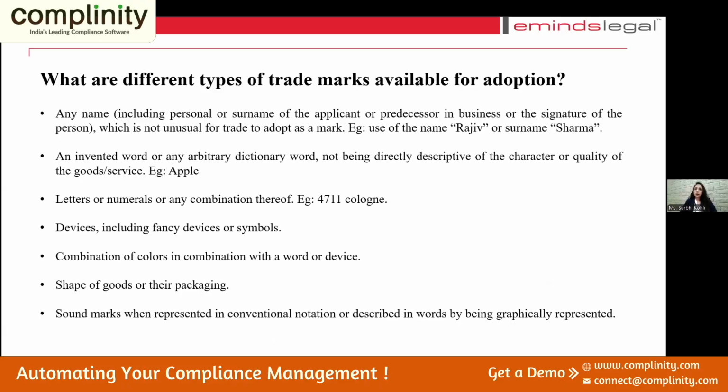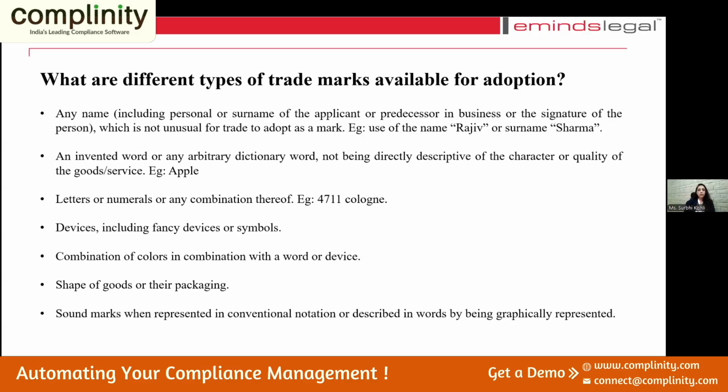What are the different types of trademarks available for adoption? It can be any name, including personal name or surname of the applicant or predecessor in business, or the signature of the person, which is not unusual for trade to adopt as a mark. For example, the name Rajiv or surname Sharma is not allowed. Sharma Smith, we very often come across this word. But if you want to take registration of this mark, it is not going to happen because Sharma in itself is very common. But of course, if along with this Sharma, you have another logo associated with it, written in a different font or style, that can be registered. But the simple term Sharma cannot be registered.